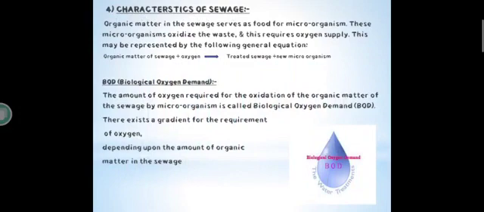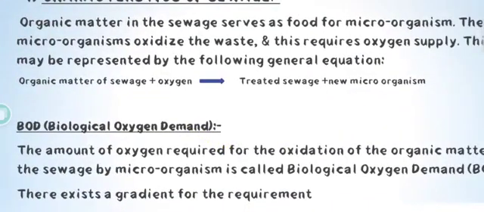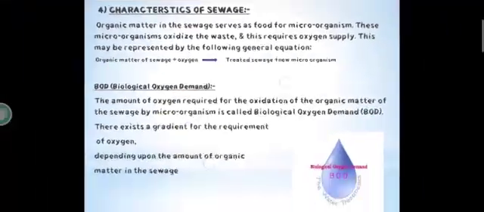Next comes characteristics of sewage. Organic matter in the sewage serves as food for microorganisms. As we all know, microorganisms are those organisms that feed on the dead organic matter or the waste particles excreted from human bodies. These microorganisms oxidize the waste and this requires oxygen supply. This may be represented by the following general equation: organic matter of sewage plus oxygen gives treated sewage plus new microorganisms. This reaction is carried out by microorganisms.